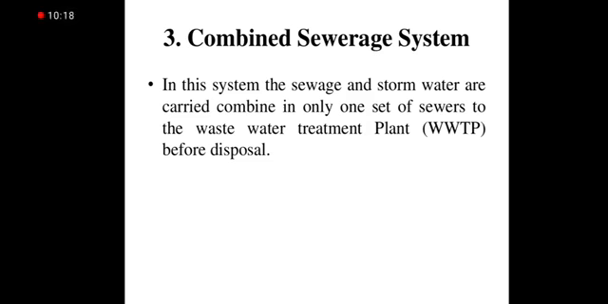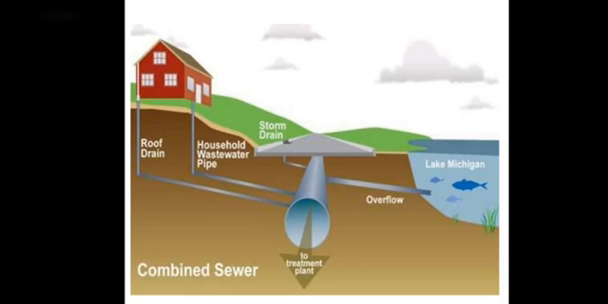Then next is the combined sewerage system. In this system, the sewage and storm water are carried combined in only one set of sewers. Here, the sewage as well as the storm water will be combined in one pipeline and sent to the treatment plant for its disposal and treatment.